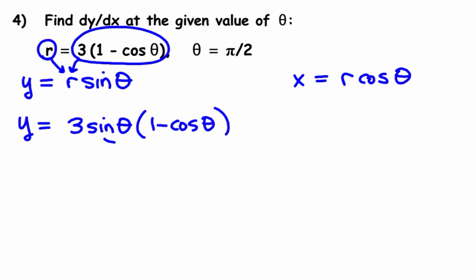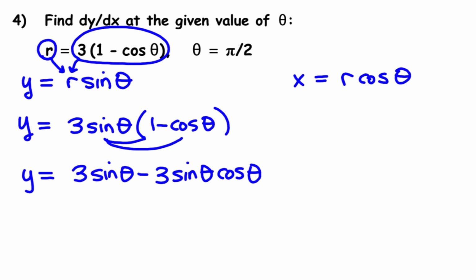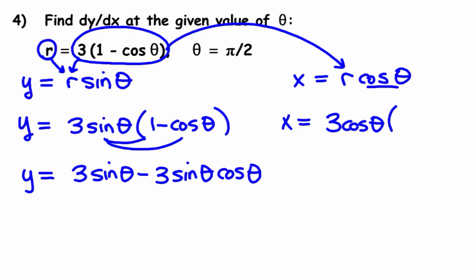And then I'll go and distribute it. Okay. Over to the x. Again, x is r cos theta, but we know what r is. So again, I'm going to go 3 cos theta first, and I'll plug the r in, which is, I've already used the 3, so just another 1 minus cos theta.